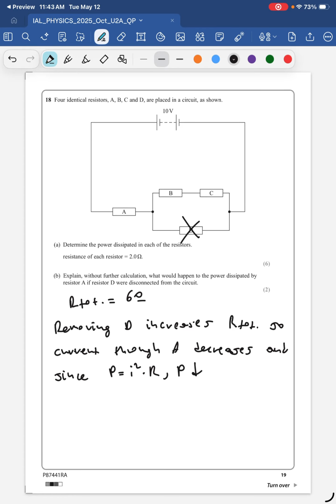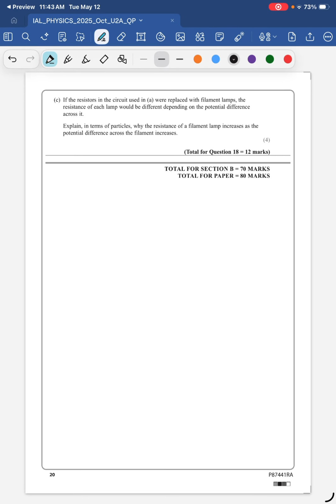That's the answer. So part C, if the resistors in the circuit used in A were replaced with filament lamps, the resistance of each lamp will be different depending on the potential difference across it. Explain in terms of particles why the resistance of a filament lamp increases as the potential difference across the filament increases. So higher potential difference means higher current through the filament.